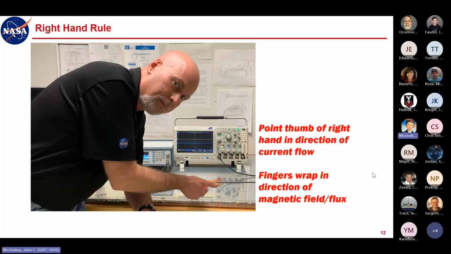And the right-hand rule, not really going to spend a whole lot of time on this today, because mostly we're dealing with magnitudes. But if you're in the middle of troubleshooting a problem, it's a good idea to understand what direction the flux is going and what the polarity or coupled flux and coupled potential is. You point your thumb of your right hand in the direction of current flow, and the fingers will wrap in the direction of the magnetic field or flux.